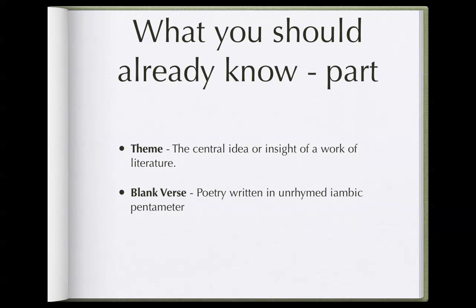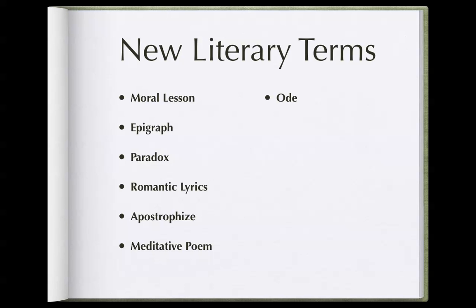And of course, theme, and we've been talking about this since the beginning, and this is the central idea or insight of a work of literature. And blank verse, which is unrhymed iambic pentameter. The iambic pentameter can get a little complicated to mimic and write on your own, but you should just know they're not necessarily rhyming anymore, and in the Romantics they start to experiment with some of the classic forms.